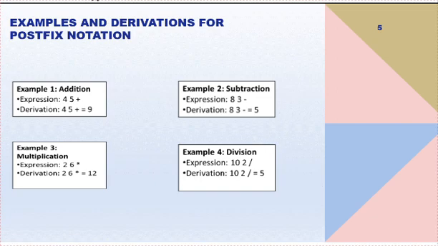Expression: 4 5 +. Derivation: push 4 onto the stack; push 5 onto the stack; pop 5 and 4, add them, and push the result, 9, onto the stack. Result: 9. 2. Subtraction. Expression: 8 3 -. Derivation: push 8 onto the stack; push 3 onto the stack; pop 3 and 8, subtract 3 from 8, and push the result, 5, onto the stack. Result: 5.